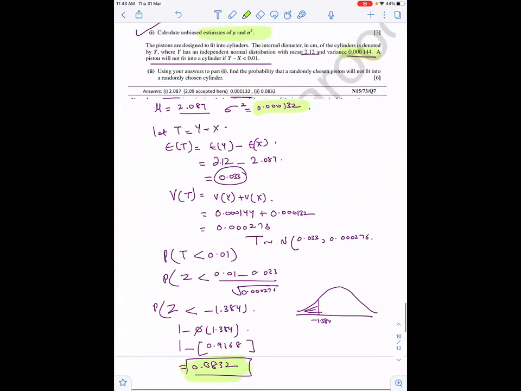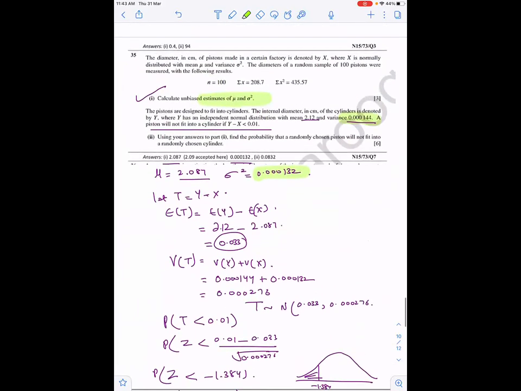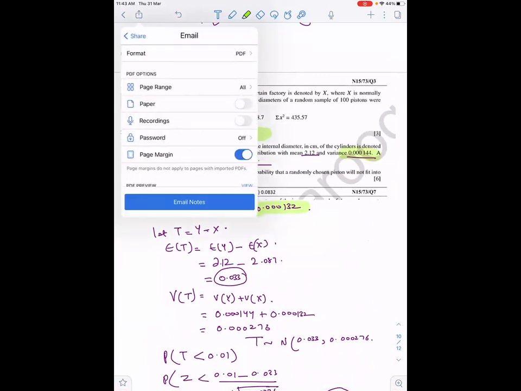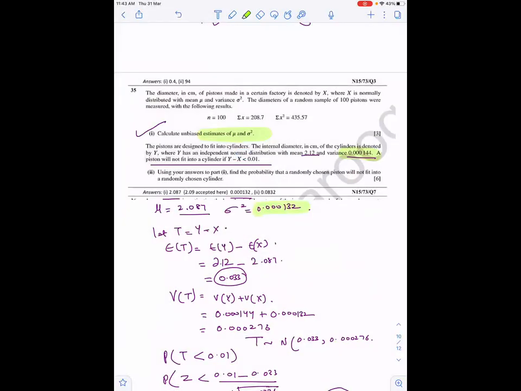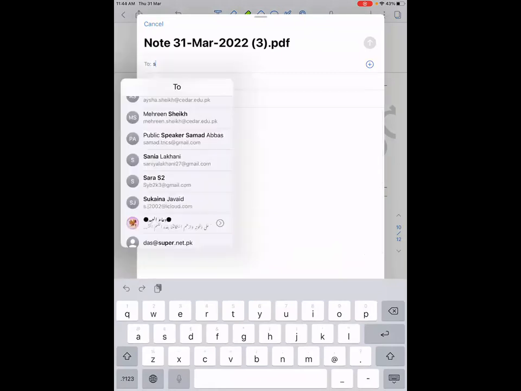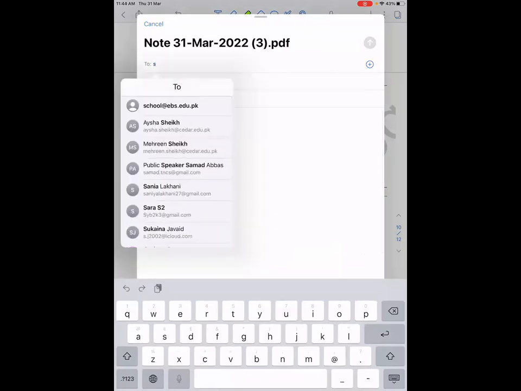Is there anything which you have to ask here? No. ठीक है, so I'm sending you this file. Okay. Next class we'll start with hypothesis testing. Okay. Sarah.